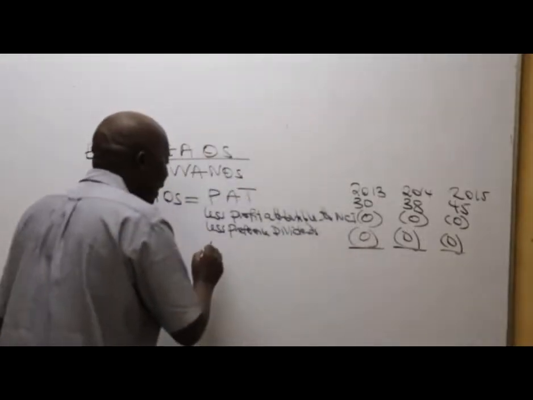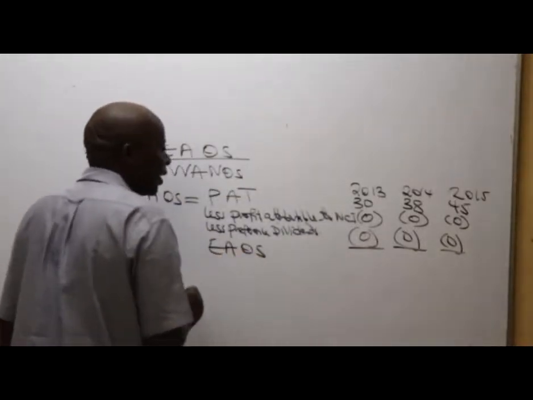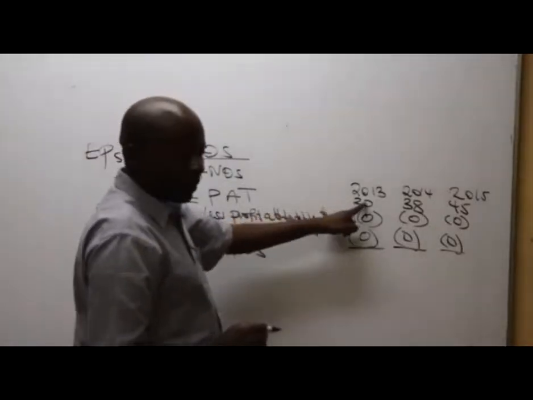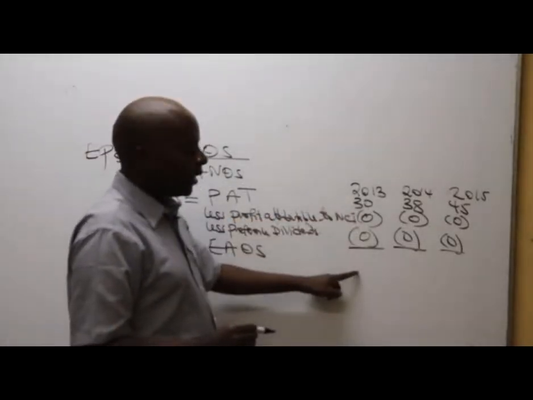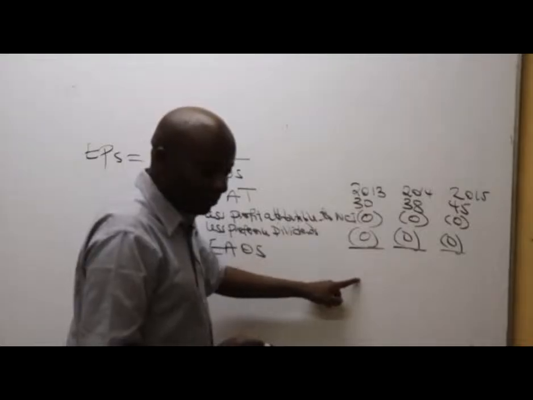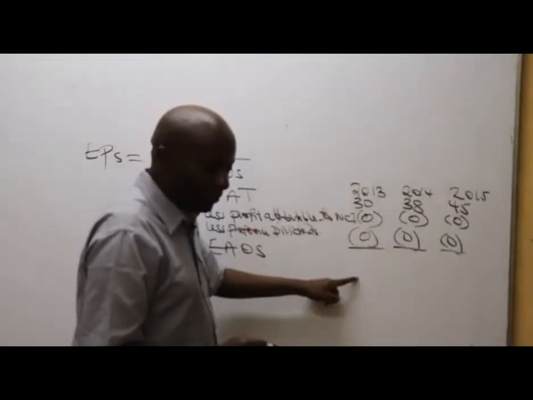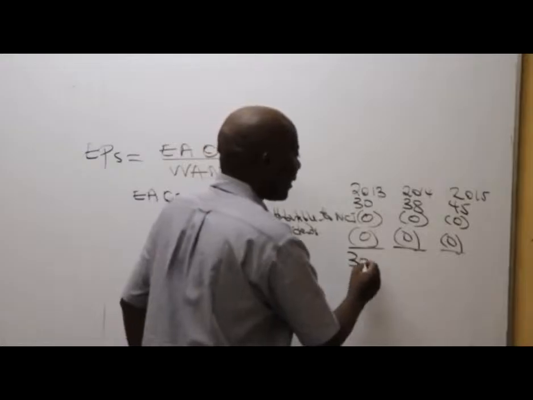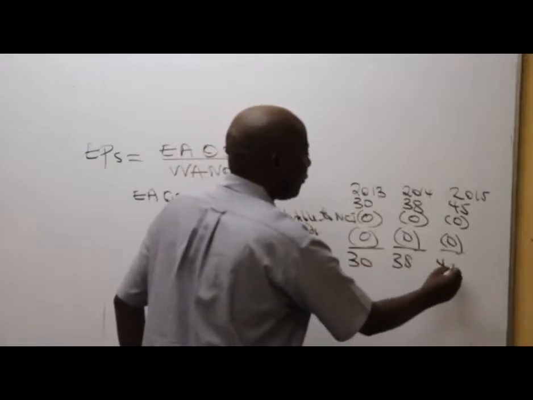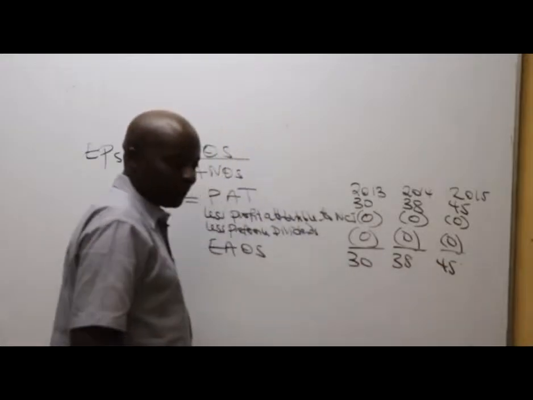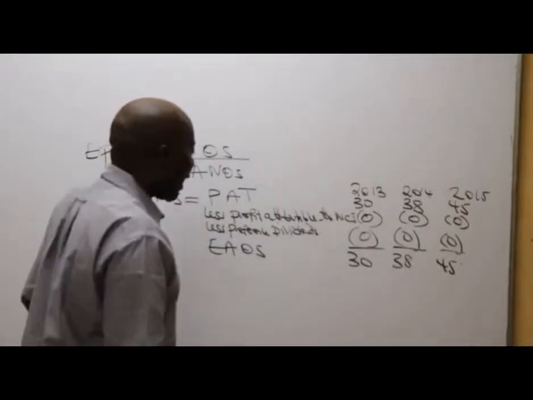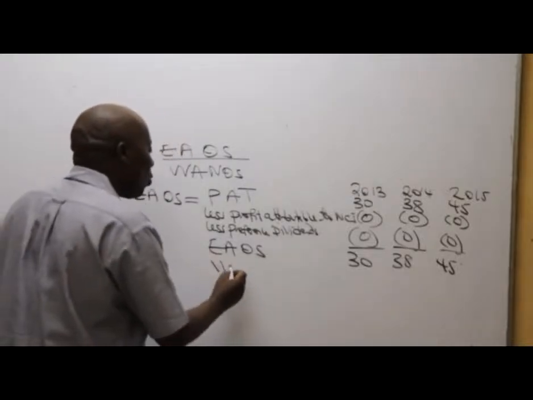Kwa hivyo inamaanisha kwamba earnings attributable to ordinary shareholders muko nazo. Hii inakuja ngapi? Sinabaki the same. 30. Hii inabaki 38. Hii inabaki 45. Same. Alafu kumbuka, tunataka pia one-offs.